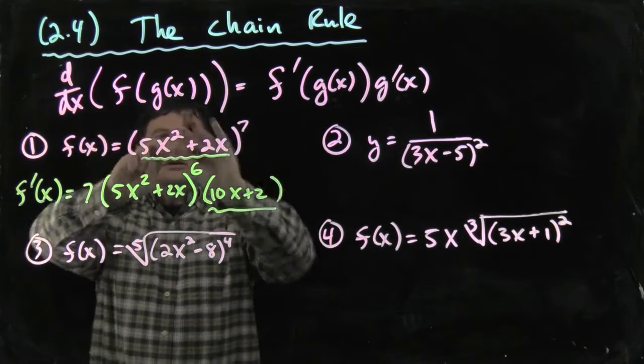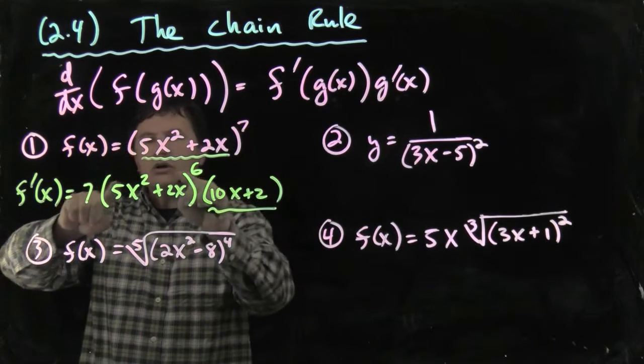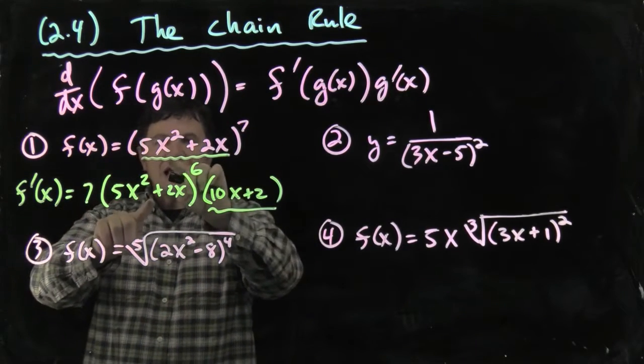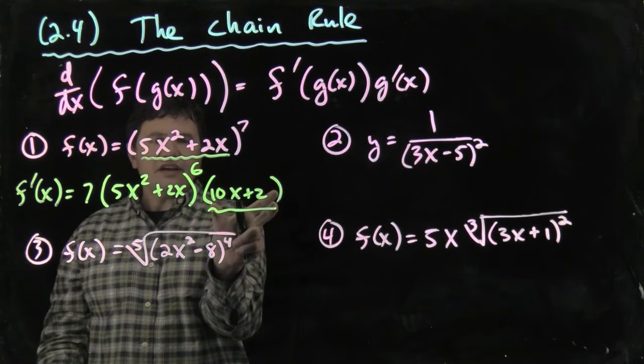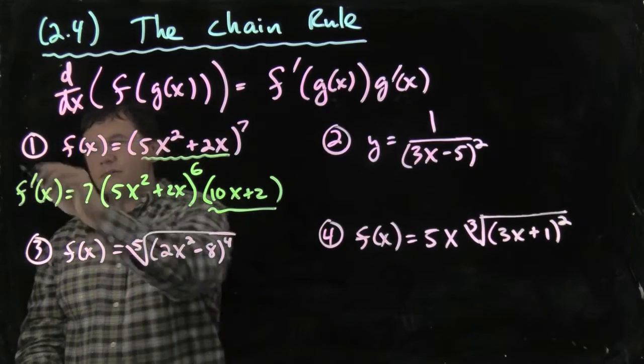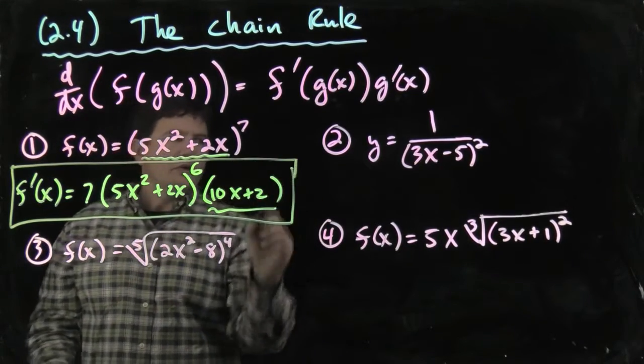So once again, treat the outer function as just like the blob to the 7th power. The 7th power comes down, that drops to 6. Everything stays exactly the same inside, and then we take the derivative of that inner function. That is chain rule. Okay.